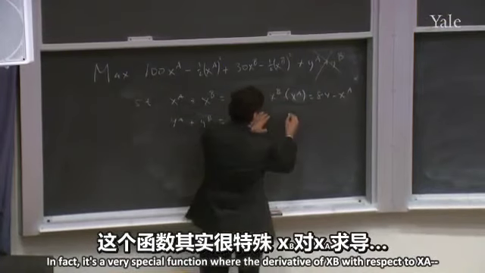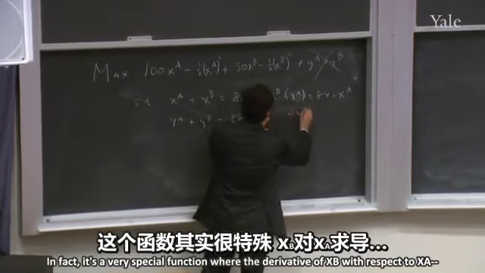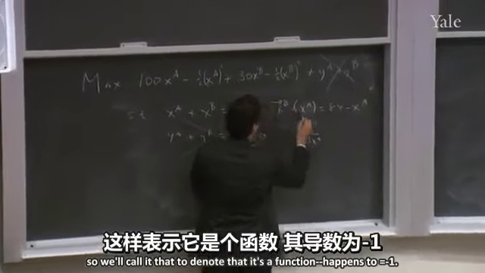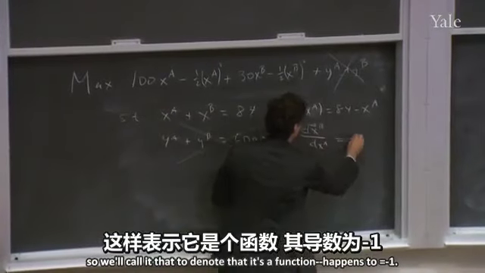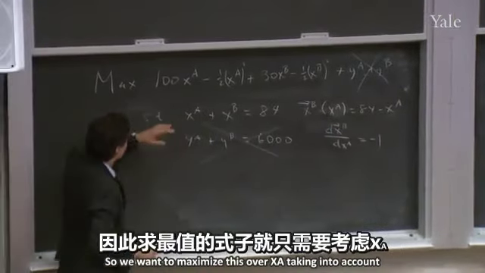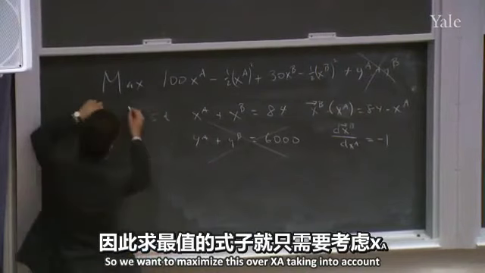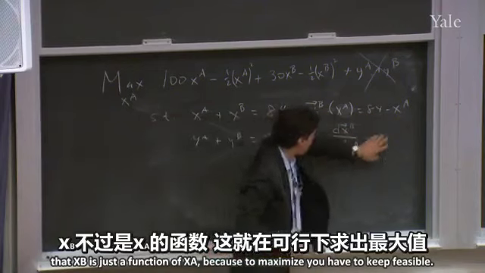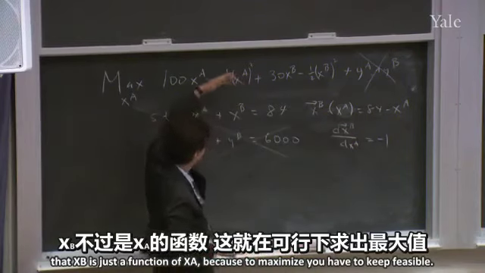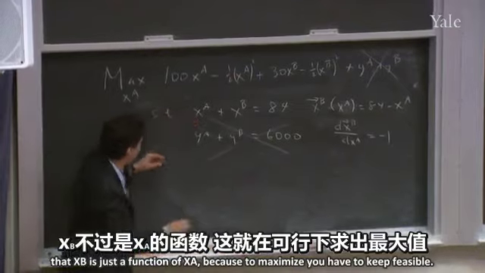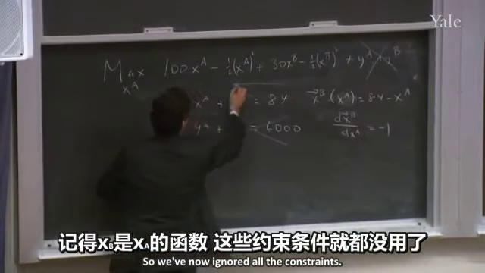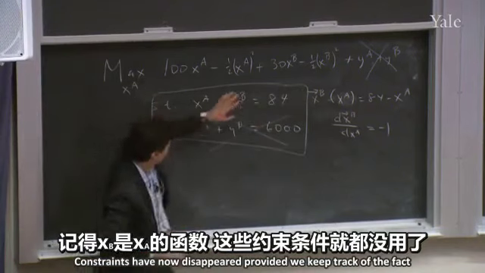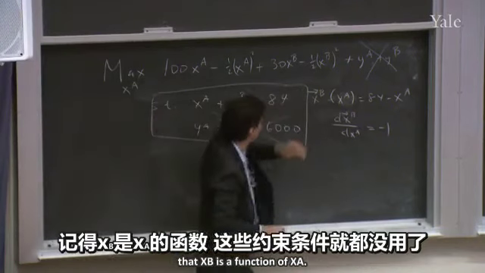In fact, it's a very special function where the derivative of XB with respect to XA, so let's call the function, we'll call it that to denote that it's a function, happens to equal -1. So we want to maximize this over XA, taking into account that XB is just a function of XA, because to maximize, you have to keep it feasible. So we've now ignored all the constraints. Constraints have now disappeared, provided we keep track of the fact that XB is a function of XA.